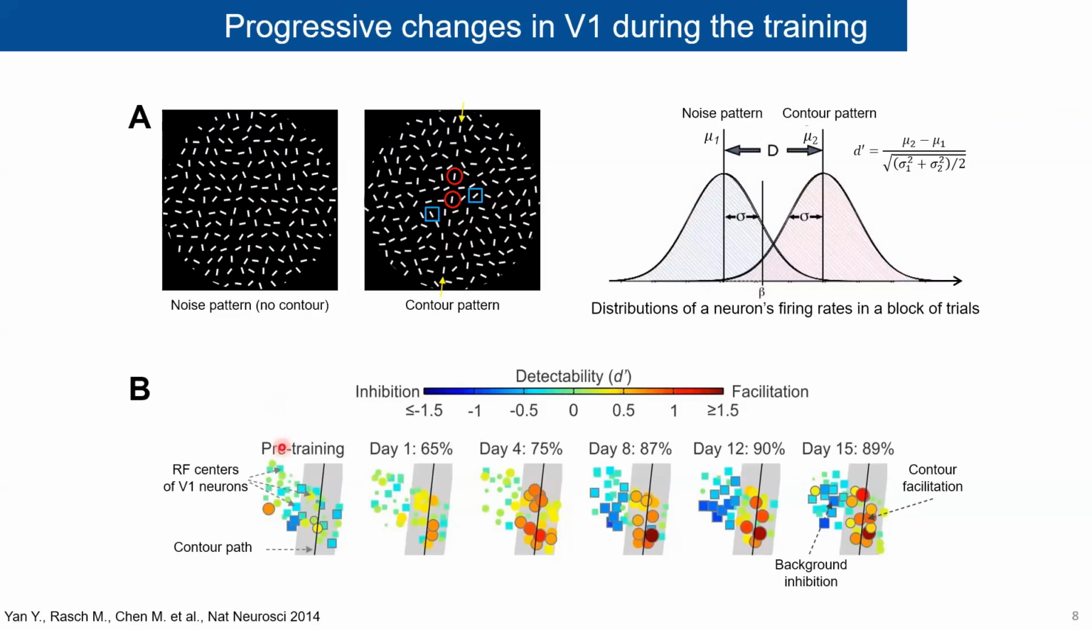So in figure B, these percentage values indicate the monkey's behavioral performance, with a clear learning effect. In each small panel, the circles and the squares indicate the receptive field centers of V1 neurons relative to the contour path. We see 2 complementary effects here: a progressive increase in responses of neurons on the contour and a progressive decrease in responses of neurons on the background. Both the contour facilitation and the background inhibition significantly contributed to enhancing the contour detection ability.